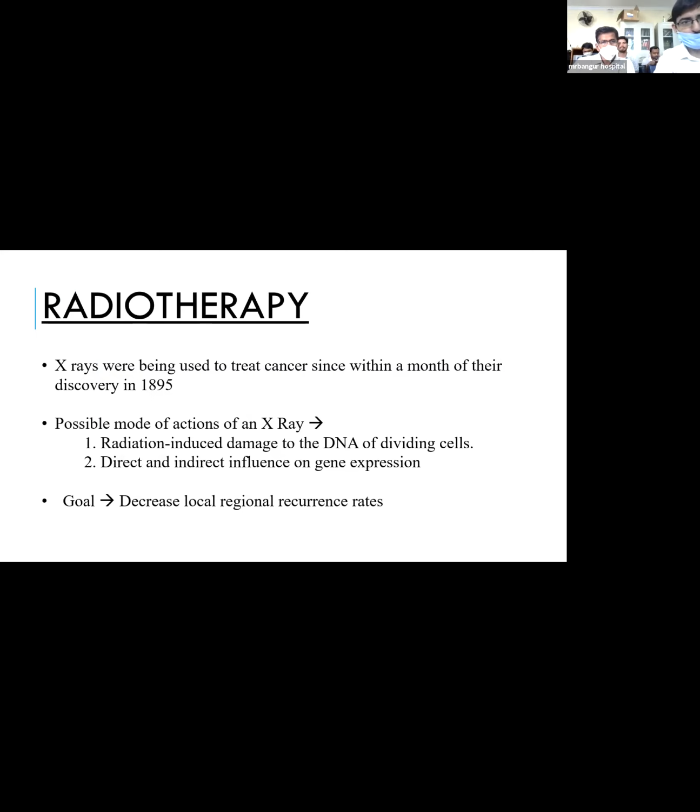Next, we come to radiotherapy. Now, X-rays were being used to treat cancer within a month of their discovery in 1895. And the possible mode of action of an X-ray is radiation-induced damage to the DNA of dividing cells, or direct and indirect influence on the gene expression. But the goal of radiotherapy is to decrease the local regional recurrence rate.